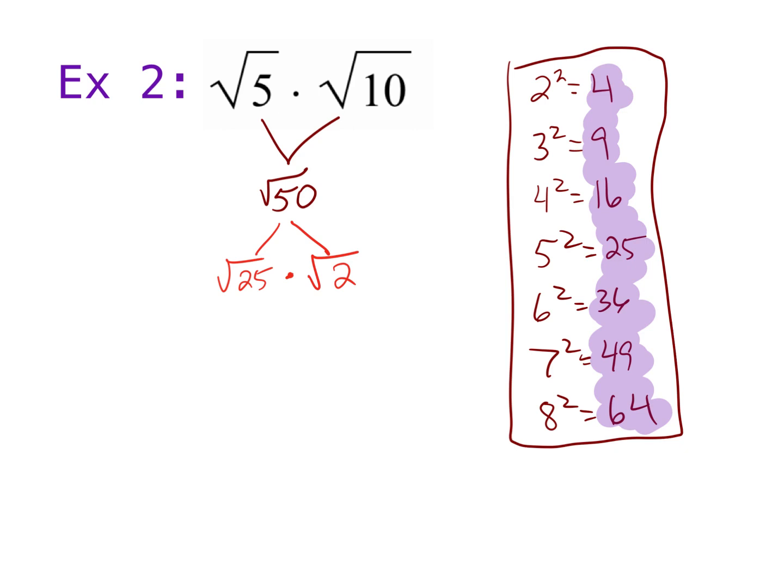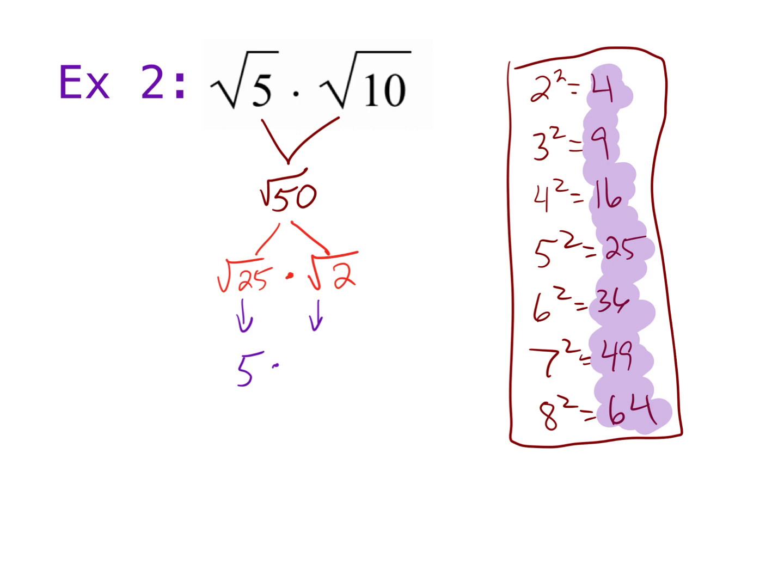All right, now I just need to simplify each of these. Square root of 25 is what? Just a normal 5. Okay, and when it's a perfect square like that, you get rid of the radical. Okay, it just becomes 5. Times square root of 2. Is square root of 2 a perfect square? Sure?